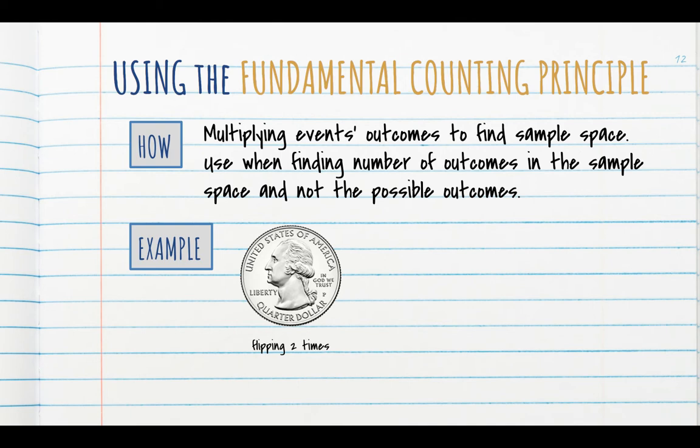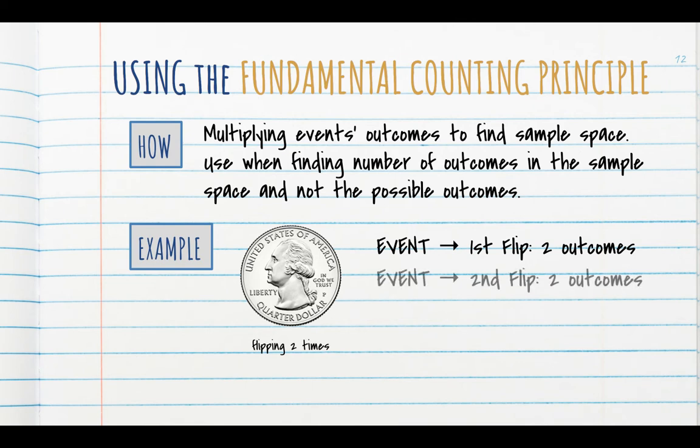So the first event I have is to flip the coin, and that has 2 outcomes, heads and tails. If I were to flip the coin a second time, I also have 2 outcomes, heads and tails. The fundamental counting principle says if I multiply those outcomes together, I will get the total number of outcomes. So 2 times 2 is 4. Flipping a coin 2 times has a sample space that includes 4 outcomes.